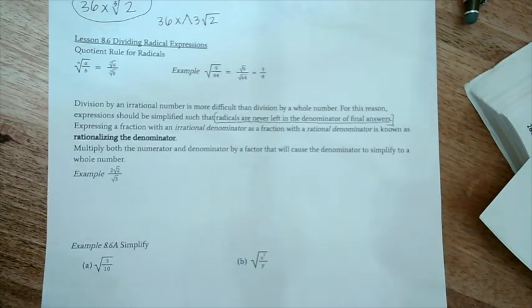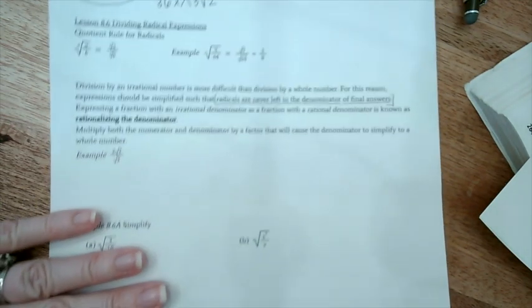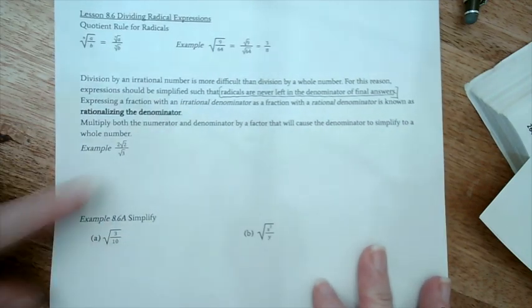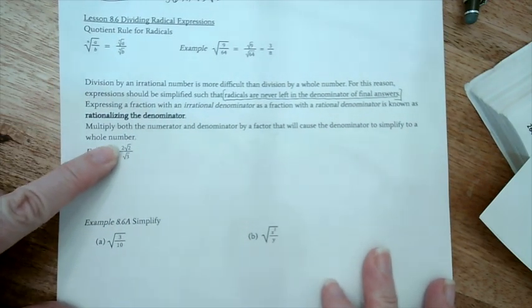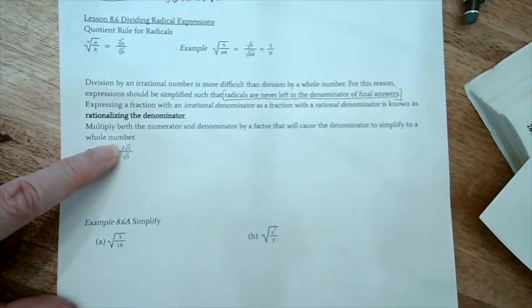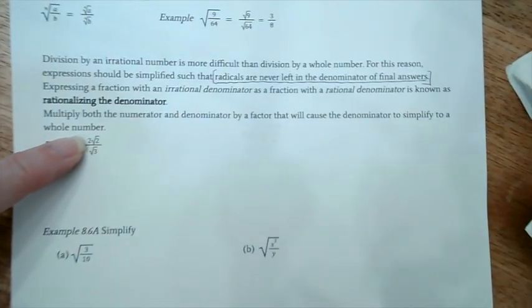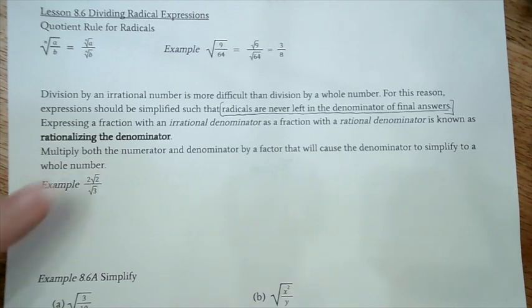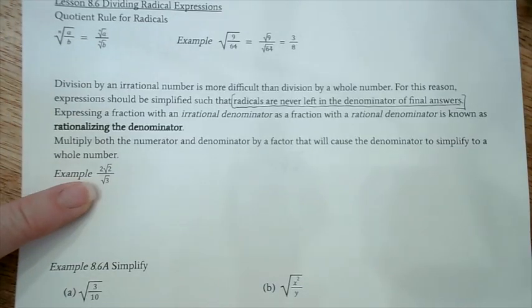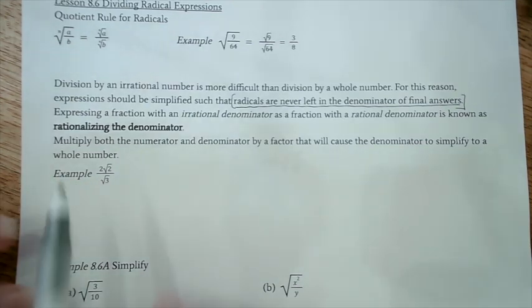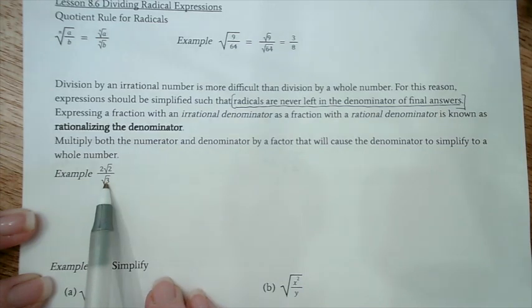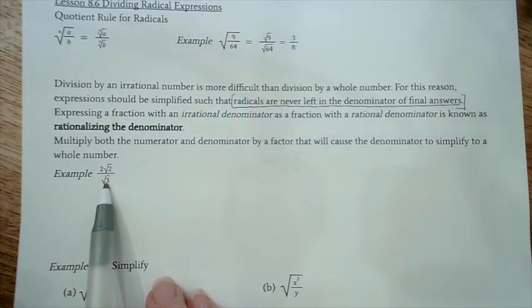So I'm going to show you what to do when a radical is left in the denominator, or when a radical is there to begin with. So here's an example. We have 2 times the square root of 2 over the square root of 3. Now, if we are not supposed to leave a radical in the denominator, then I need to multiply this by something so that it is no longer a radical.